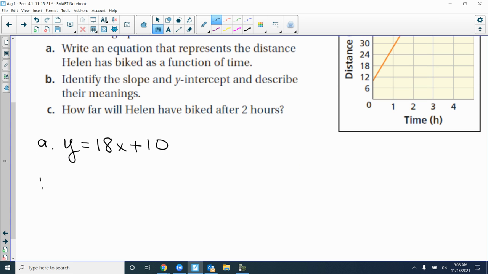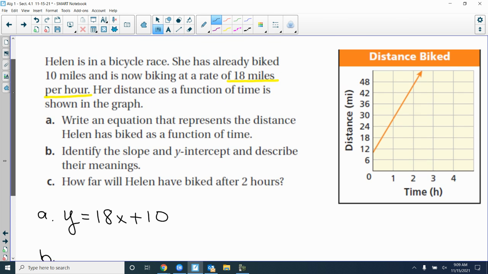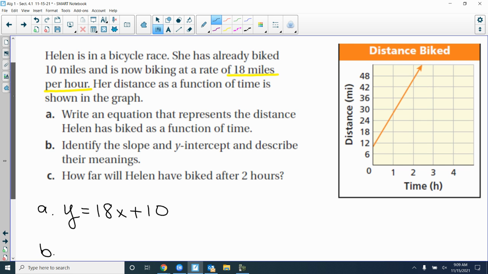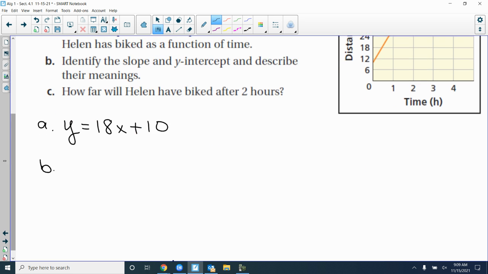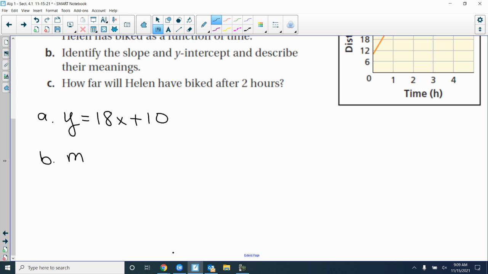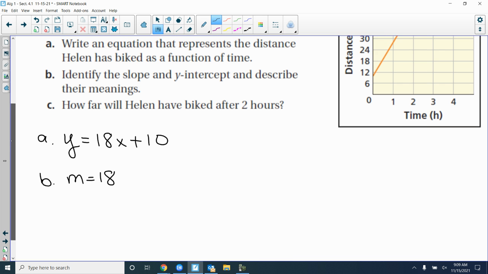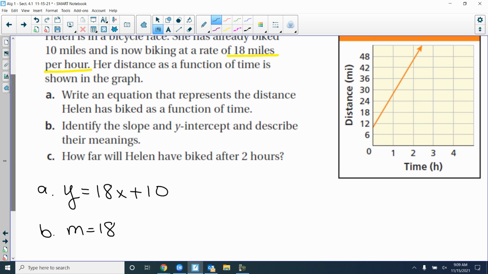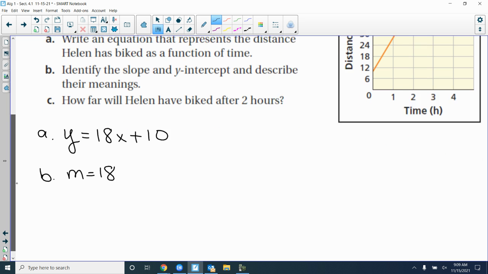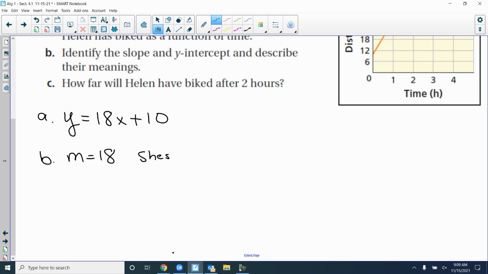Identify the slope and y-intercept and describe their meanings. If you just read it at the top, it really just tells you. So Addie, what's my slope? 18. Slope is always the number in front of the x. And what does it represent in this case? The miles she's biking per hour. Okay, that's her rate, so it's miles per hour. She's biking at a rate of 18 miles per hour.